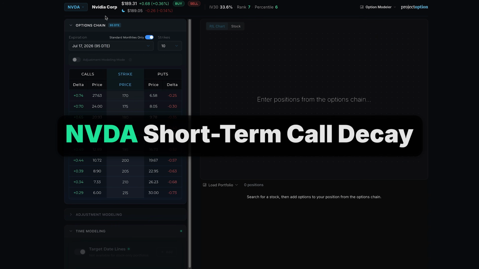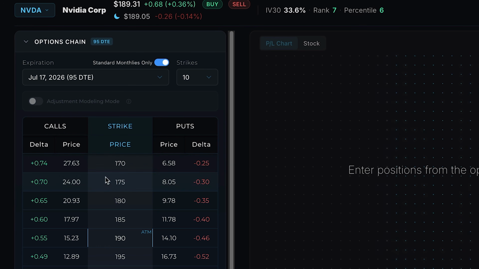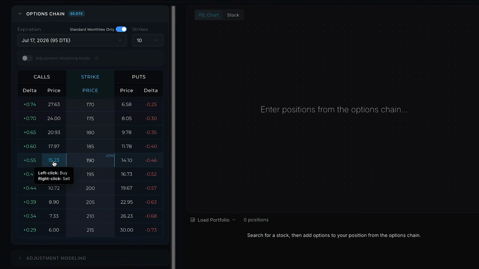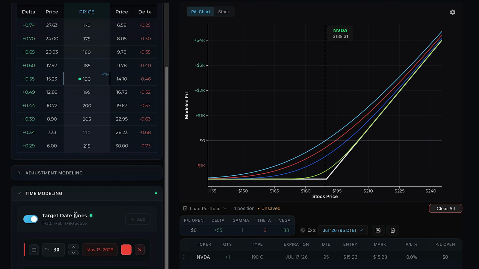Let's look at options on NVDA, and we're going to look at 95-day options versus much longer-term options. NVDA is currently at 189.31. I'm going to go to the 95-day expiration cycle, and I'm going to buy the at-the-money call, which is the 190 strike price. I've also added some target date lines here at 30, 60, and 90 days going forward.